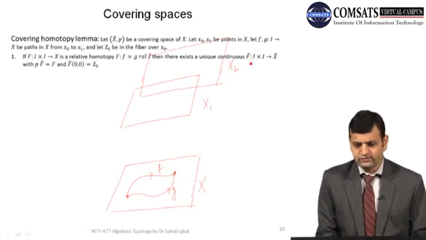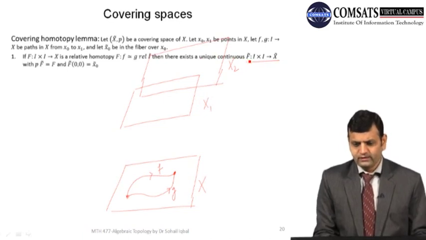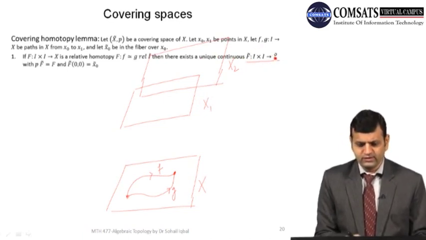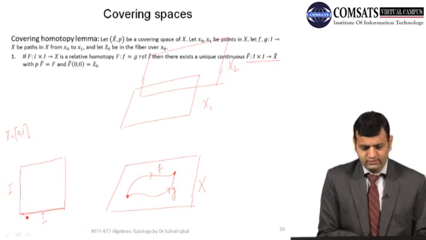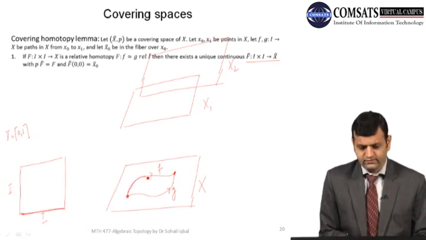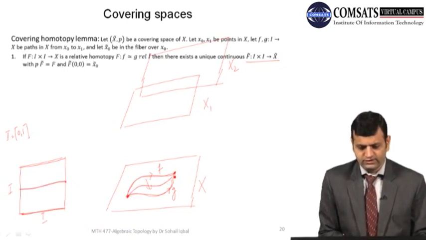Then there exists a unique continuous function. So what is this function? We can also view f homotopic to g in the following way. Take I cross I, where we know that I is equal to [0,1]. If I start from this point, then the image of this line is basically f, and the image of this line is basically g, because we are going from f to g, and the image of any intermediate line is going to be some intermediate curve between f and g.